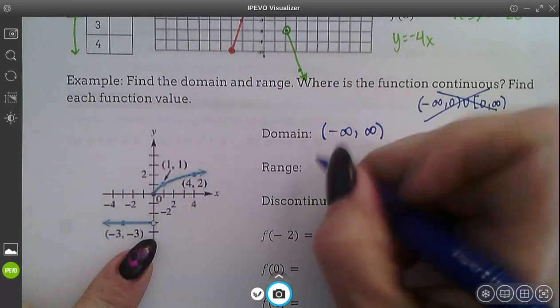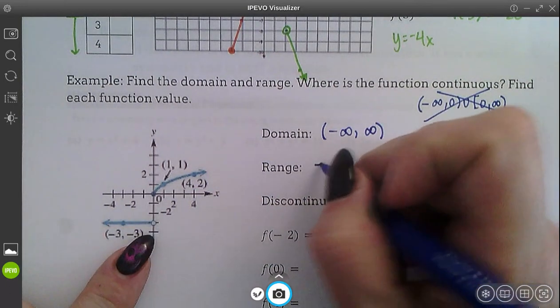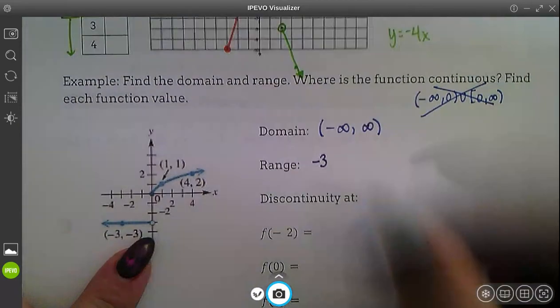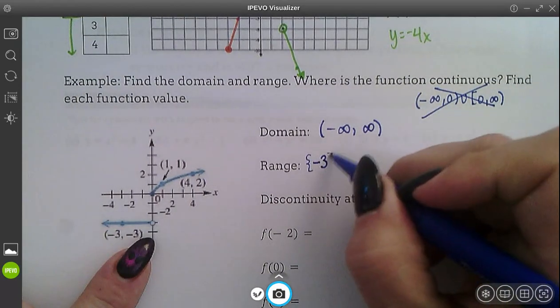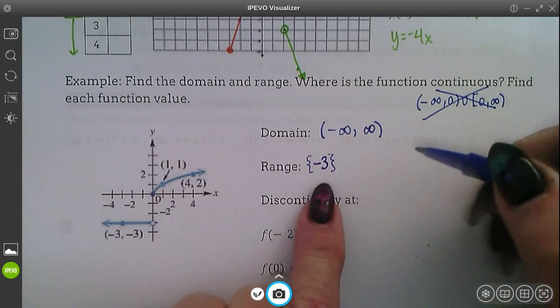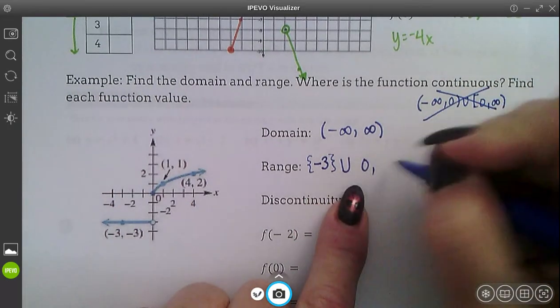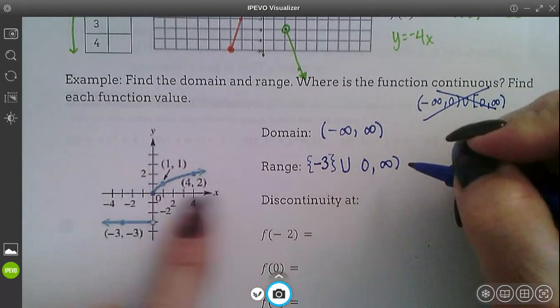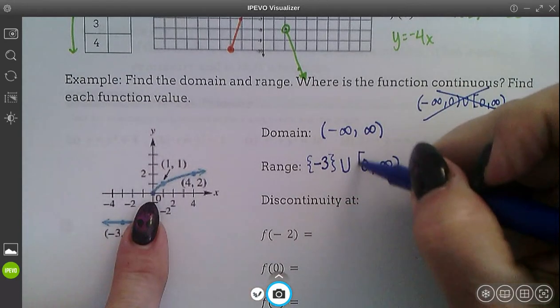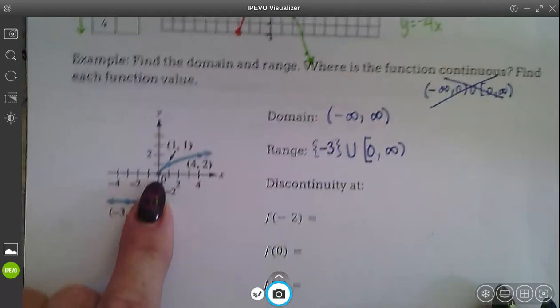So for the range, we have negative 3, which is a single value. And the way that we write that is to put it in curly braces. So the single value negative 3, and then the interval starting at 0, ending at infinity. And since that is a closed circle, it will be a bracket at 0.